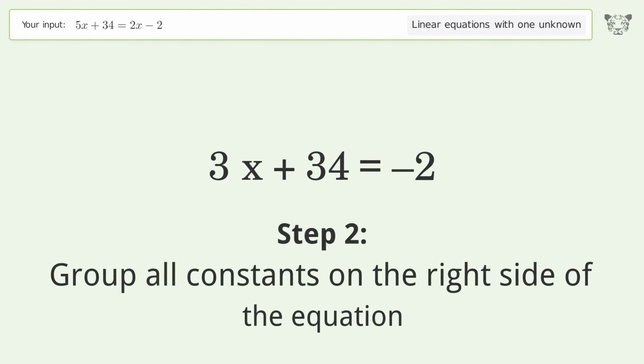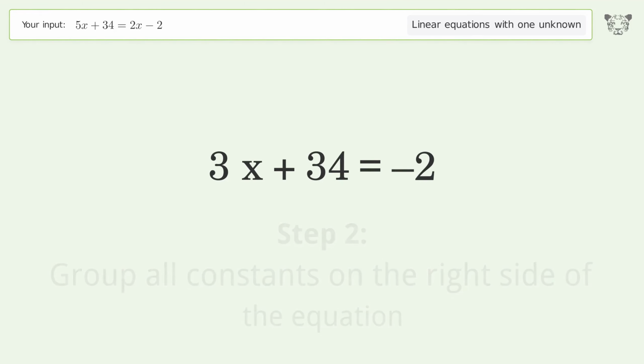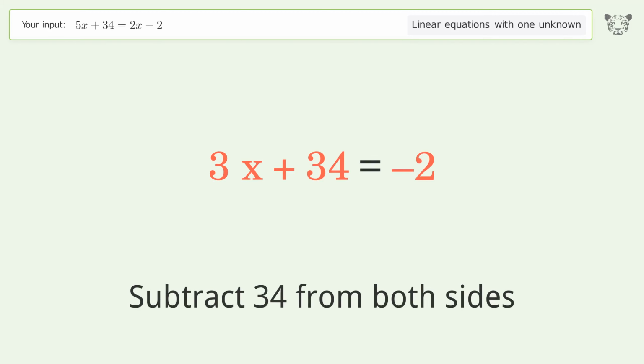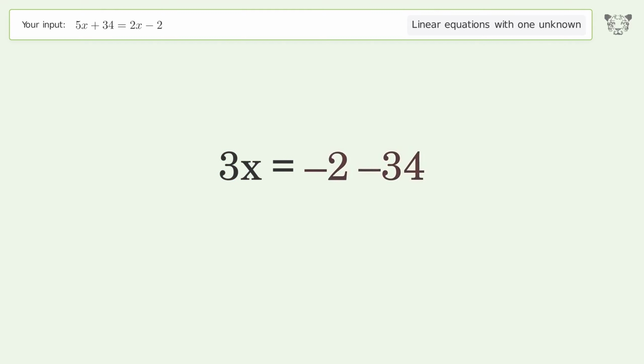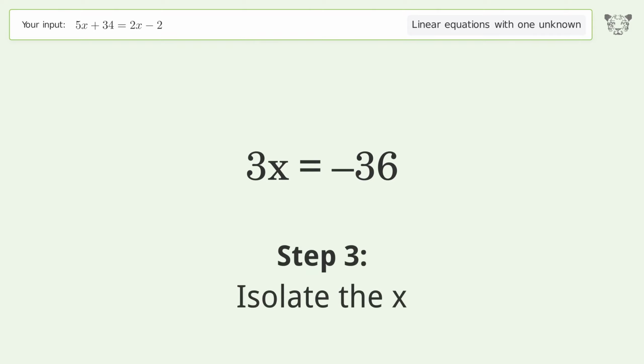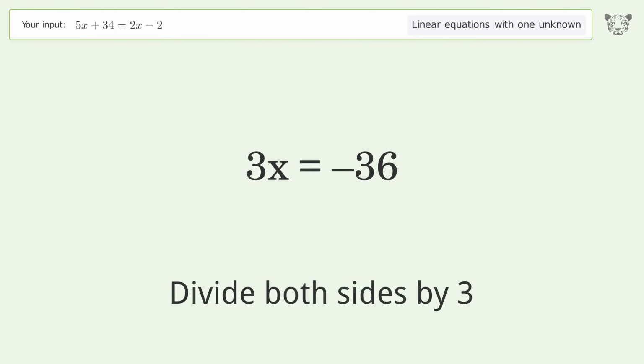Group all constants on the right side of the equation. Subtract 34 from both sides. Simplify the arithmetic. Isolate the x. Divide both sides by 3.